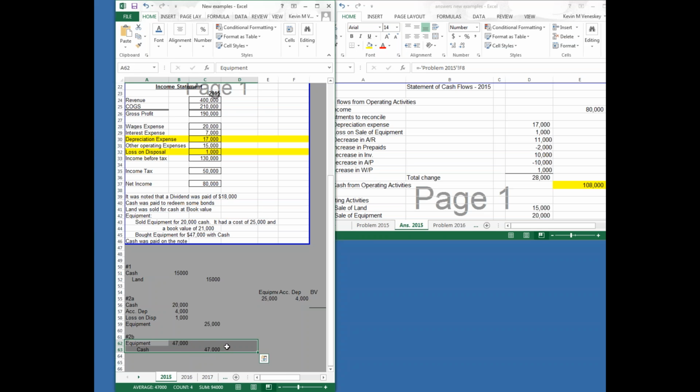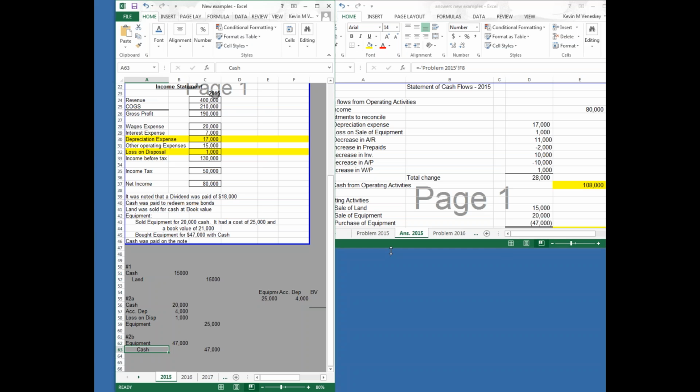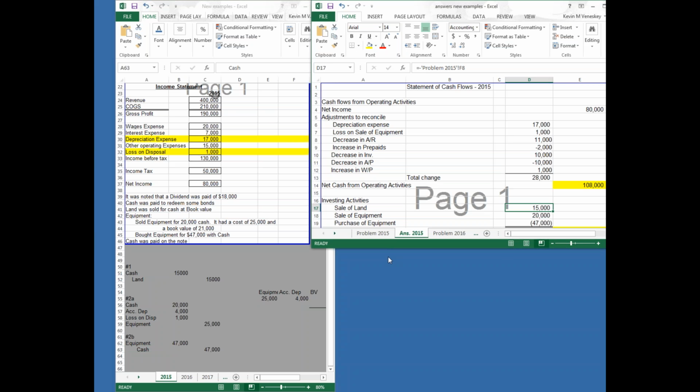Now I can ask myself the two questions. Did this transaction involve net income? Nope. Two assets. Did it involve cash? Of course, right here. So I need to show over here that I actually spent the entire $47,000 in cash.